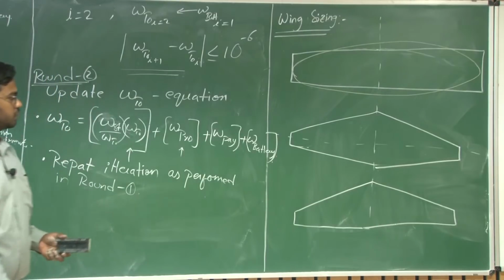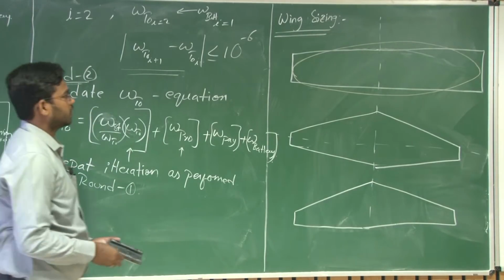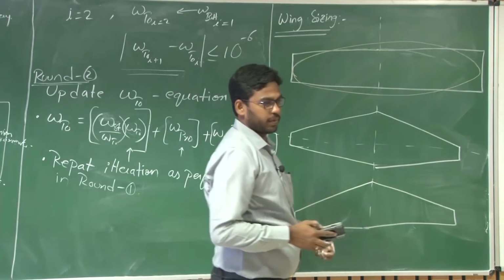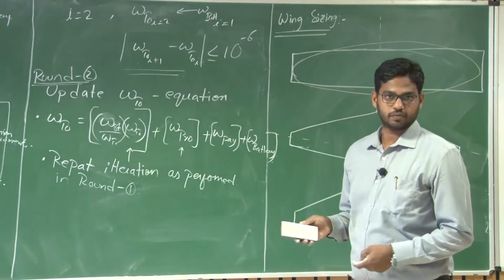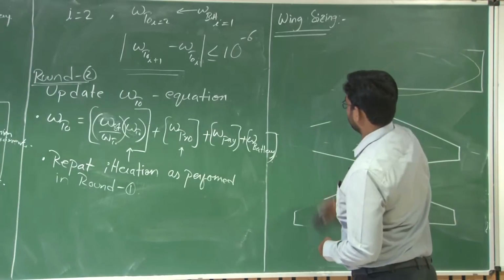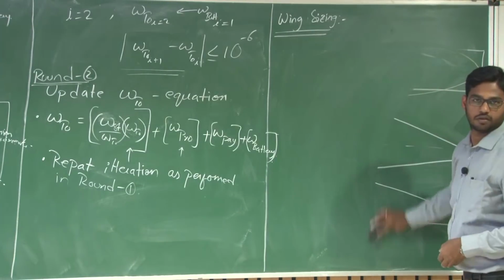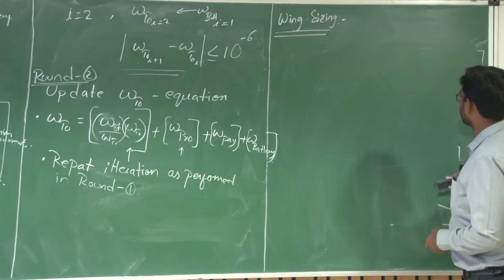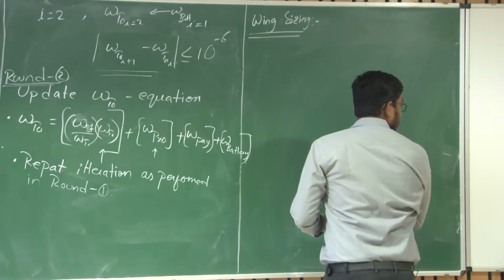Or an elliptic wing. So there can be many planforms, right? So what are the major parameters that we need to consider while sizing the wing, why do we need to do that, and how are they going to help us? These are the questions that need to be addressed.